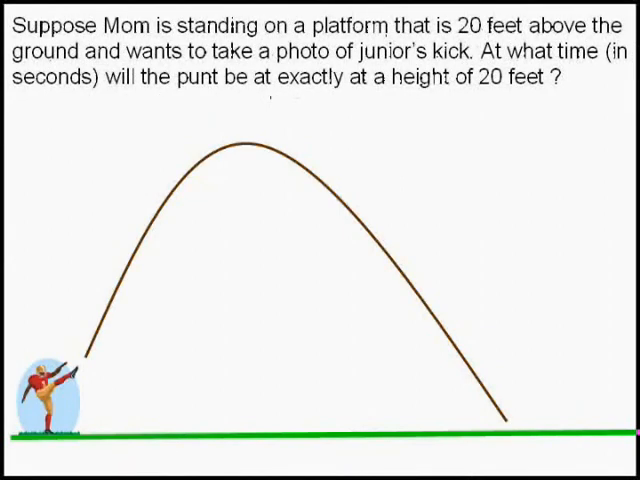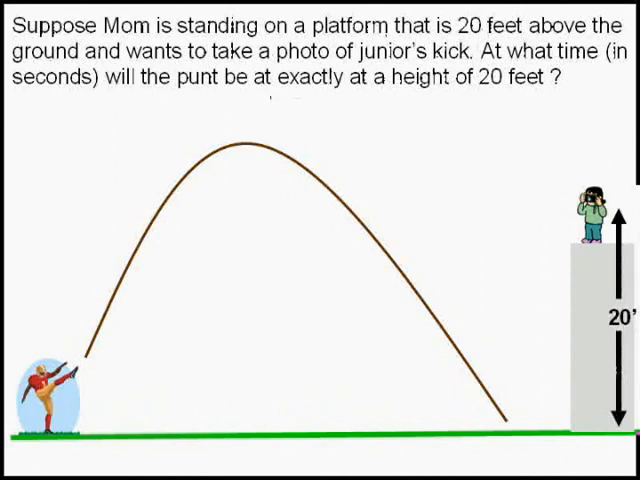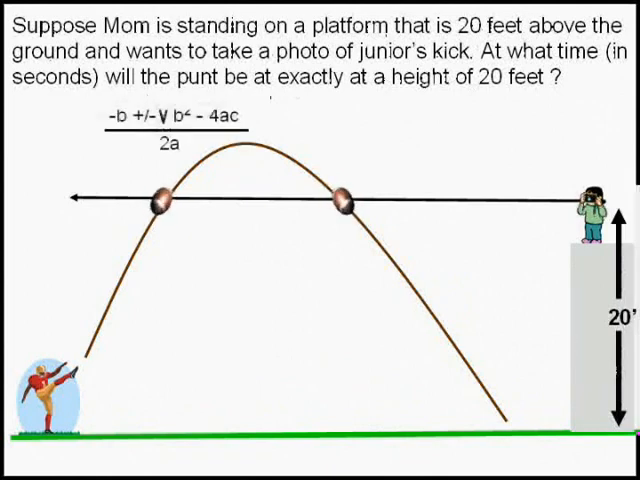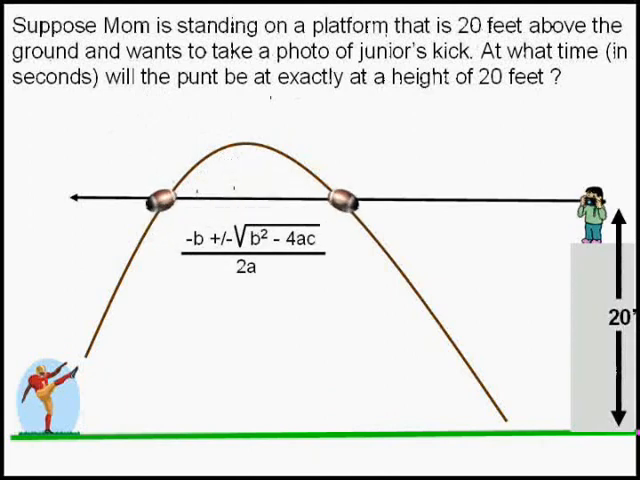Now, let's look at that parabola and suppose Mom is standing on a platform that is 20 feet above the ground and wants to take a photo of Junior's kick. Our question here is, at what time in seconds will the punt be at exactly that 20-foot height? Well, I hope you appreciate it's actually going to be at 20 feet high twice. Two different places. So I smell the quadratic formula. Now remember the function.